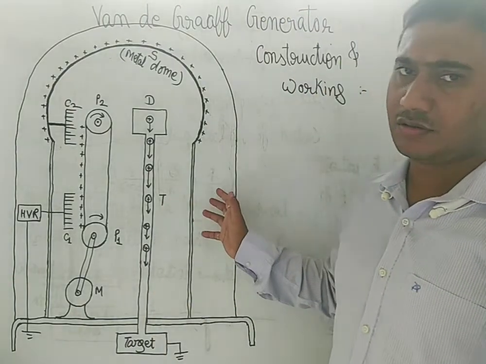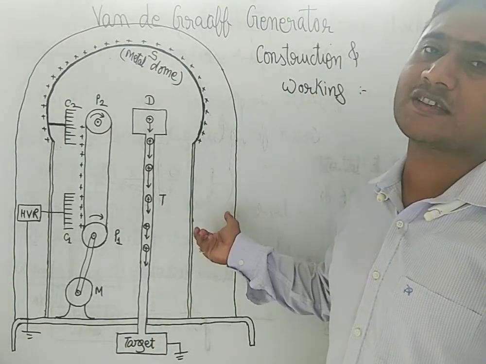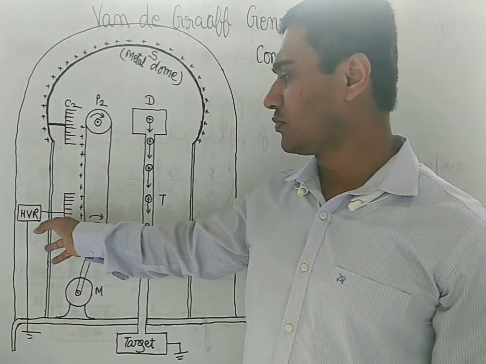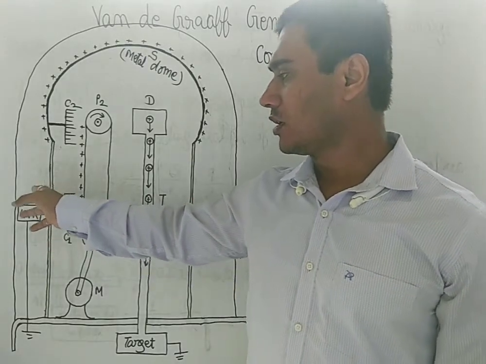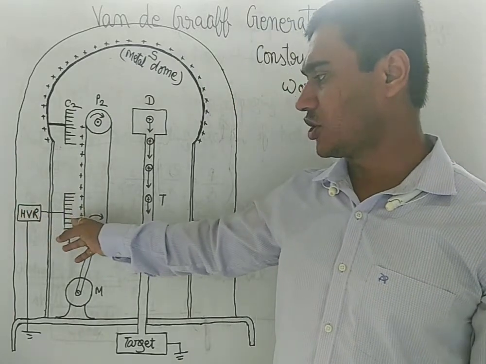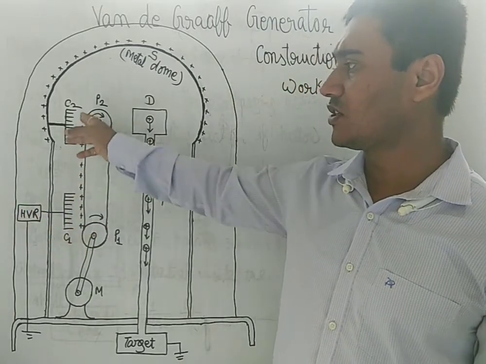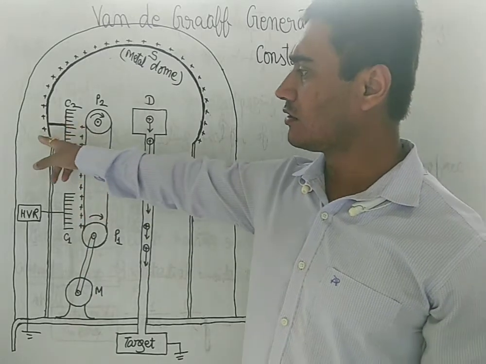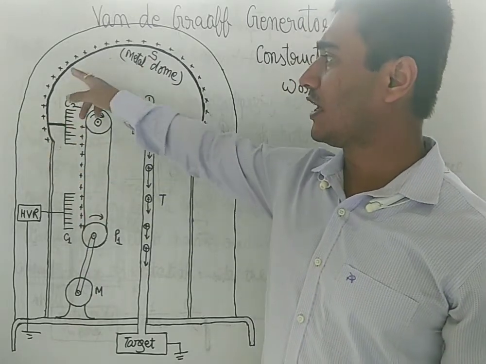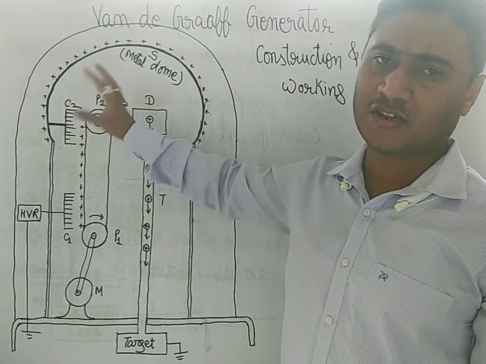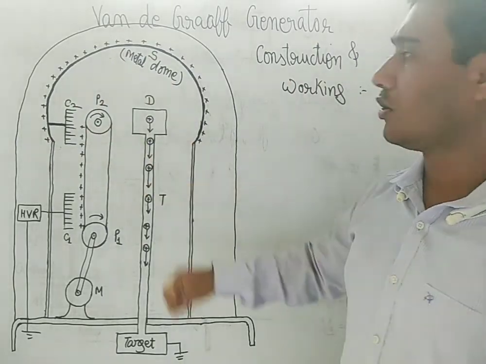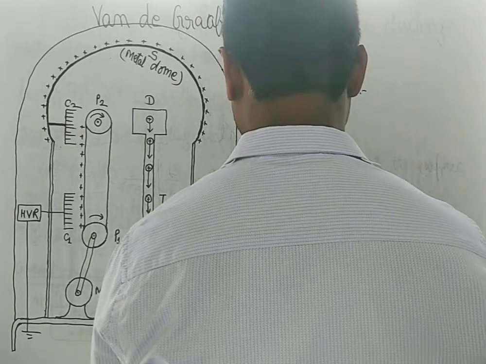This generator can also be used to accelerate negative charges, and here the comb C1 will be kept at negative potential, and these negative charges will travel through this conveyor belt, and at the metal dome negative charges will be accumulated. So the process will be just reversed to this one. Now let's see the application part.